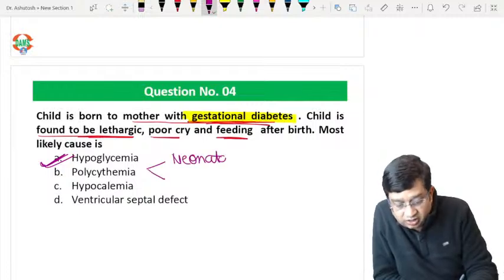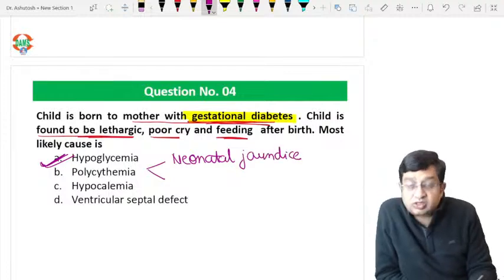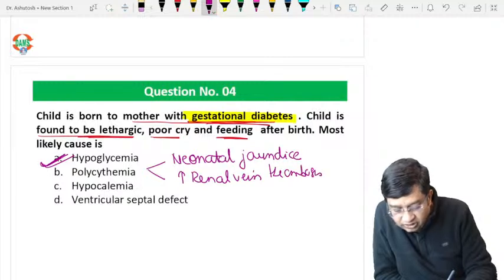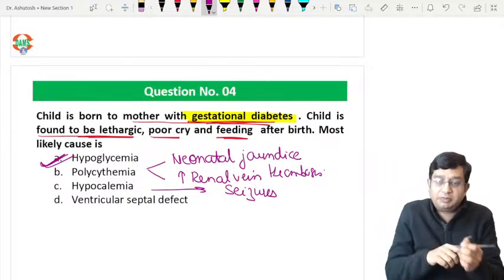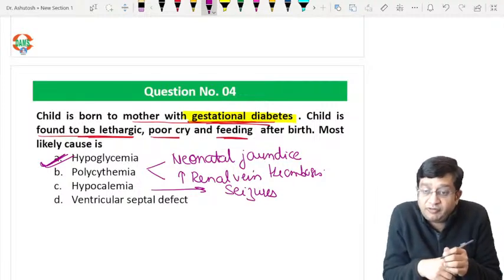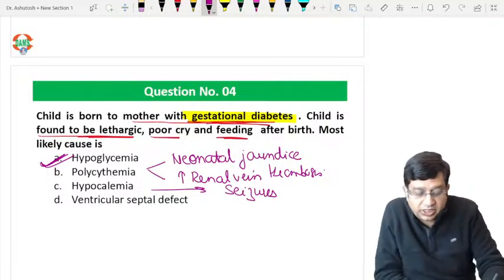Rest all the things can be seen, but due to polycythemia, what can be seen? Increased incidence of neonatal jaundice. इसकी वजह से increased incidence of renal vein thrombosis. Hypocalcemia की वजह से there can be seizures. So therefore, what we say practically, in every infant of a diabetic mother, which two investigations should be done at birth?